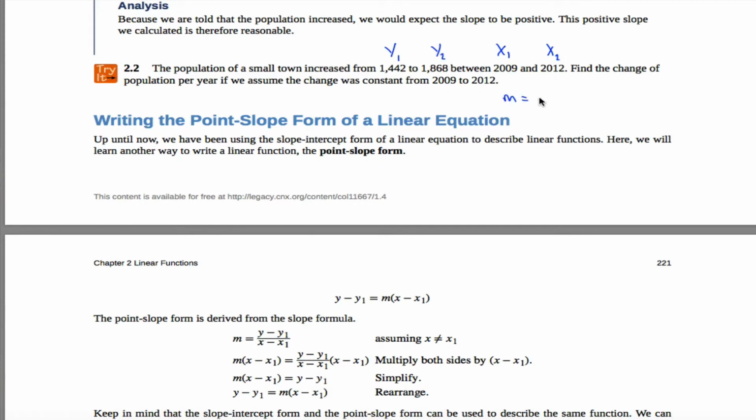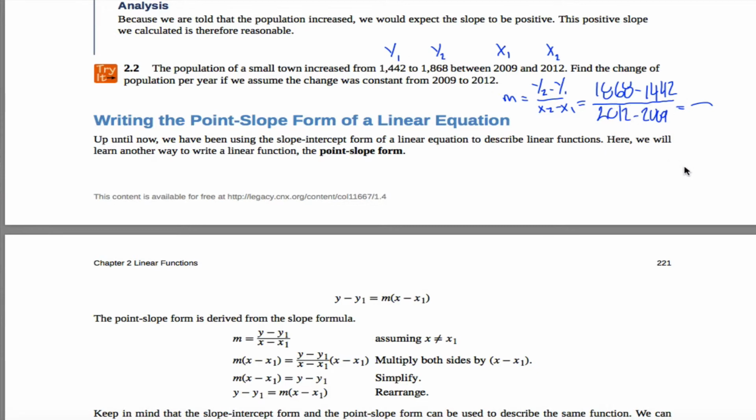I just plug into my formula. My formula for slope tells me that the slope is y2 minus y1 over x2 minus x1. And y2 I chose to be 1868, and y1 is 1442, and divide that by 2012 minus 2009. And just an FYI, had you called this x2 and this x1, in which case you would have called this y2 and y1, it makes no difference. You'll get the exact same answer.